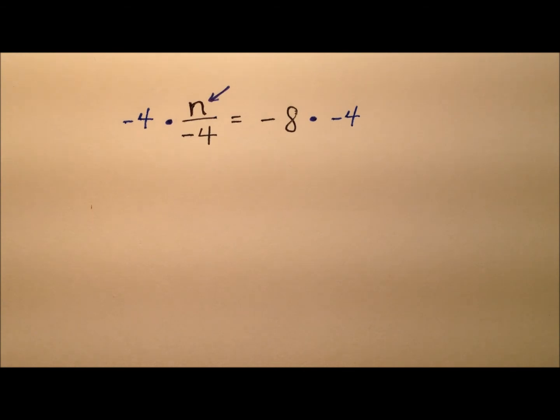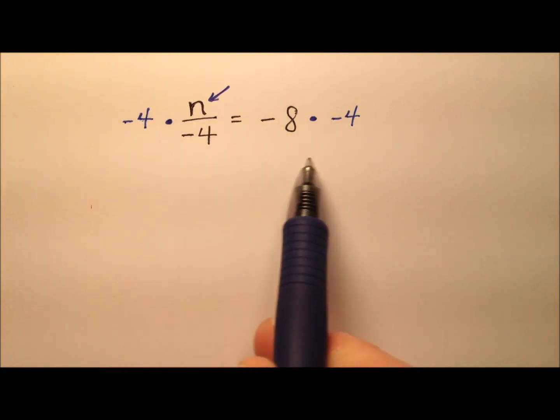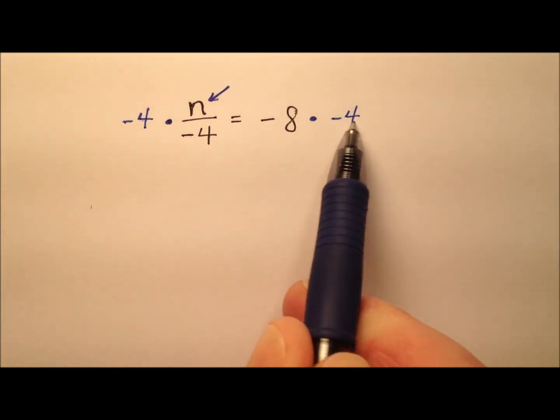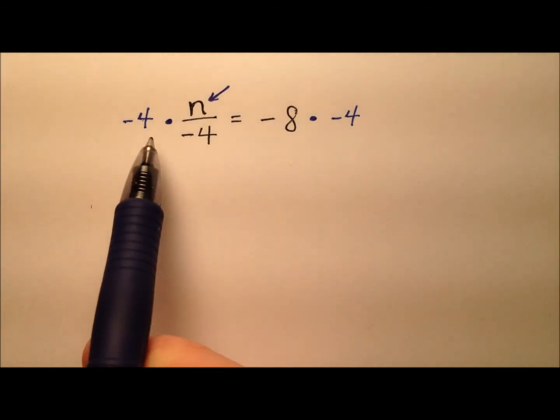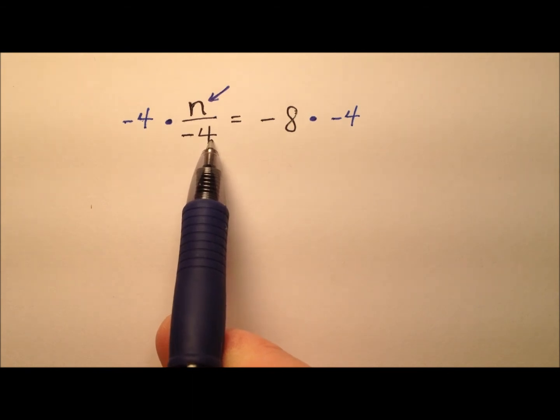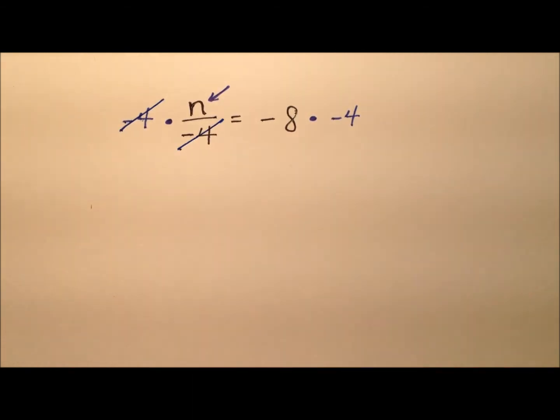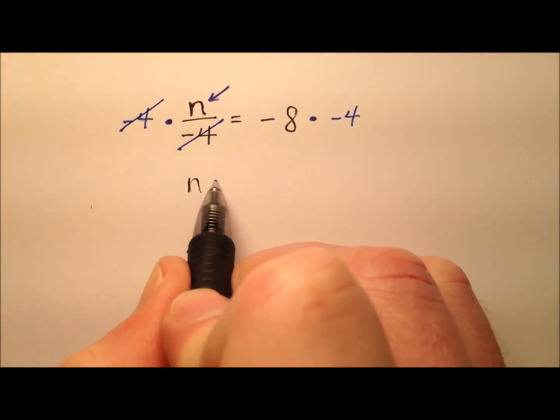We're using what we call the multiplication property of equality, which says if I multiply a value on one side of the equation, I need to also do it to the other side of the equation to keep the two sides balanced or equal. So if we multiply by -4 to undo this division by -4, the -4's on the left side will cancel, and what I'll have is just that n all by itself.